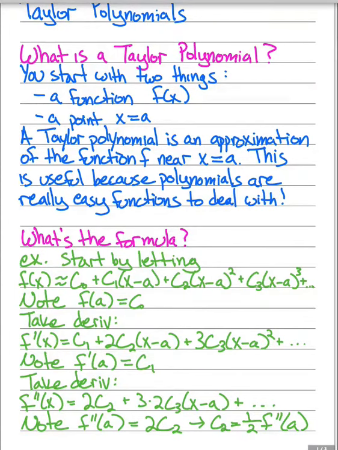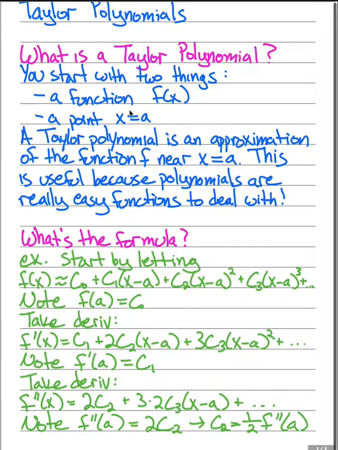Welcome to this lesson on Taylor polynomials. Let me start by telling you what a Taylor polynomial is. You start with two things. One is a function that you're interested in doing something with, and the other is a particular point, x equals a. So here we're thinking in the context of functions of one variable. A Taylor polynomial is an approximation of the function f near x equals a, and it's a polynomial approximation.